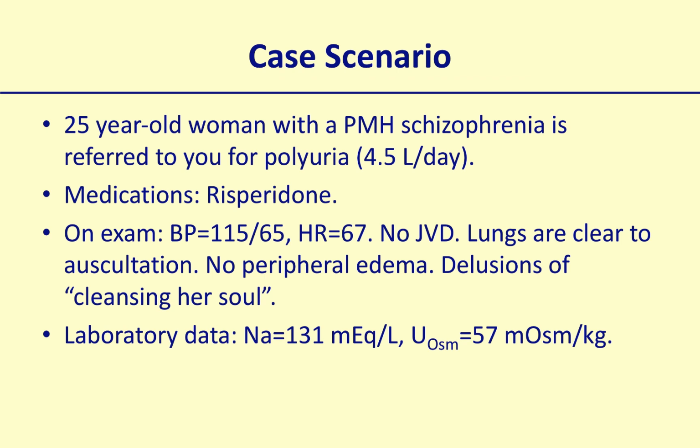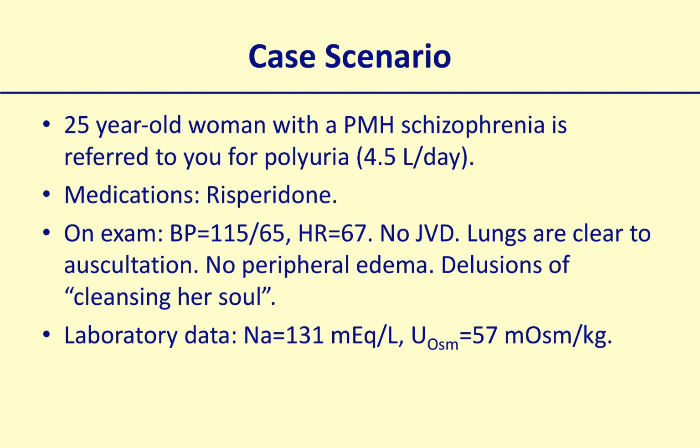So let's look at increased free water intake hyponatremias, and we'll talk about a case scenario here. This is a 25-year-old woman with a past medical history of schizophrenia who is referred to you for polyuria, 4.5 liters per day of urine output. She takes risperidone as her only medication.